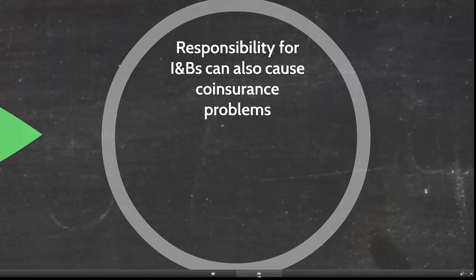The responsibility for ensuring improvements and betterments for the condo association can also cause coinsurance problems. Remember that if you're required to carry 80% coinsurance, and at the beginning of the policy period you're actually carrying 80%, if the value of the property increases over time and your limits don't increase, the percentage of insurance that you are carrying, insurance to value, will go below 80%.